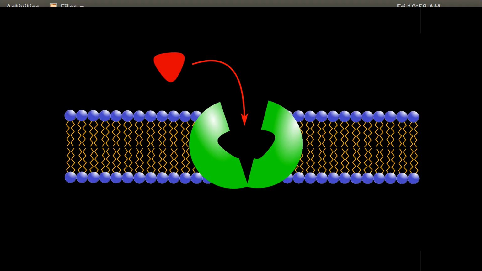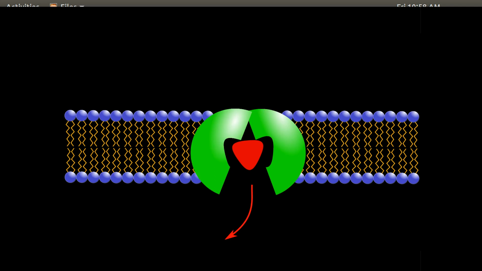It has a high affinity binding site. The binding site's in the high affinity state here, and it's outward facing. But that binds whatever molecule it is, and it transports it through, and the binding site goes to the low affinity state, drops it off on the inside.